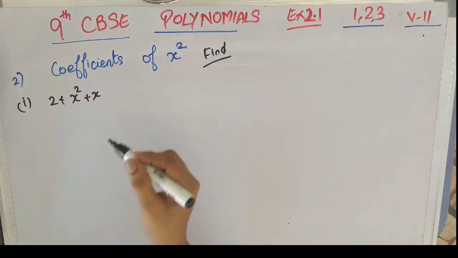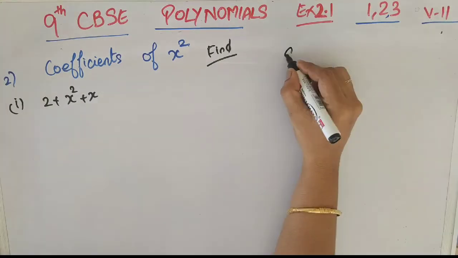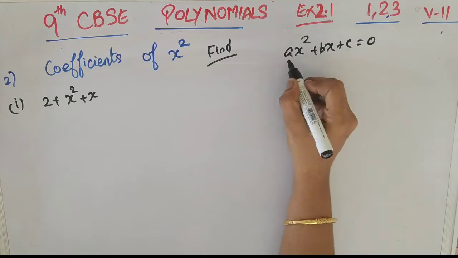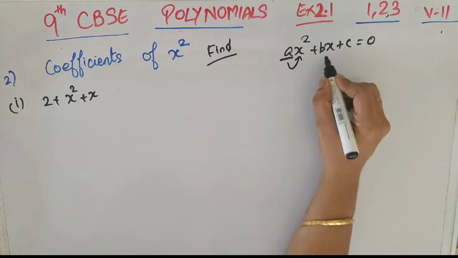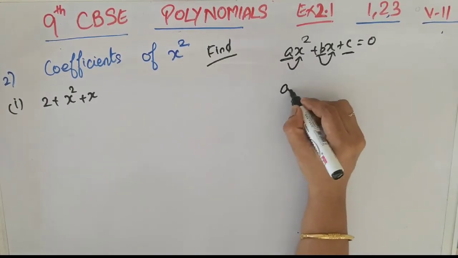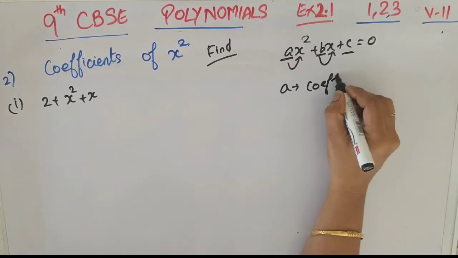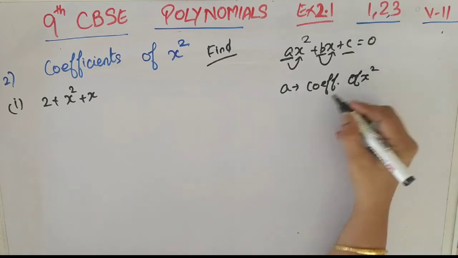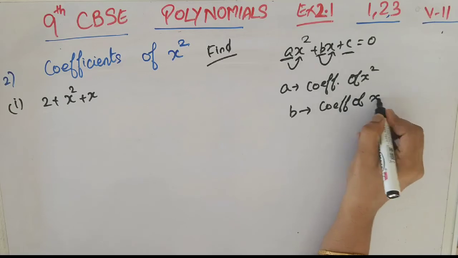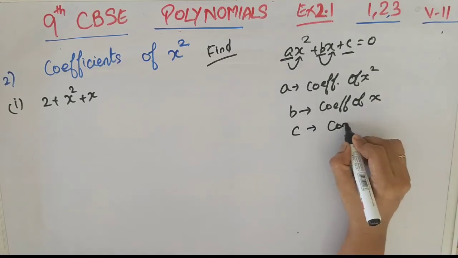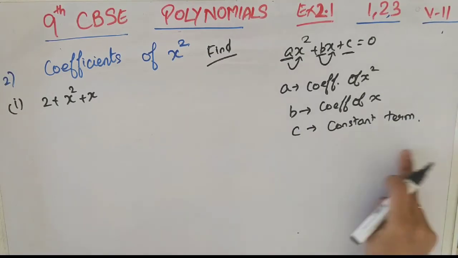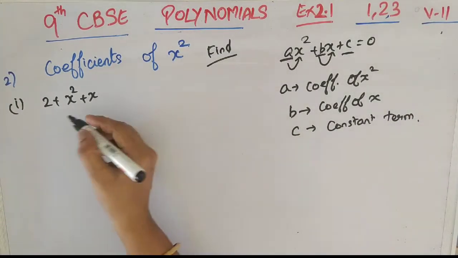It's a very simple question. We have to find the coefficient of x squared. Okay? In the polynomial ax squared plus bx plus c, a is the coefficient of x squared, b is the coefficient of x and c is the constant term. Okay? Now we have to find the coefficient of x squared in the question. Clear? I have written it for the reference.